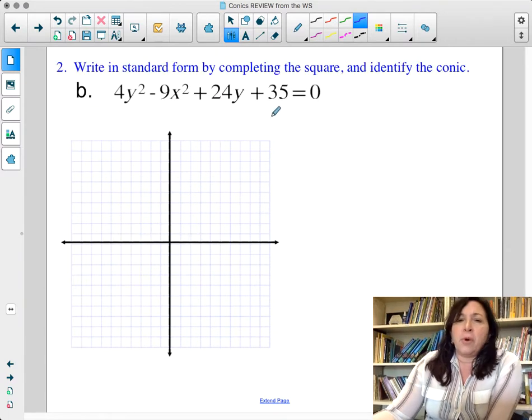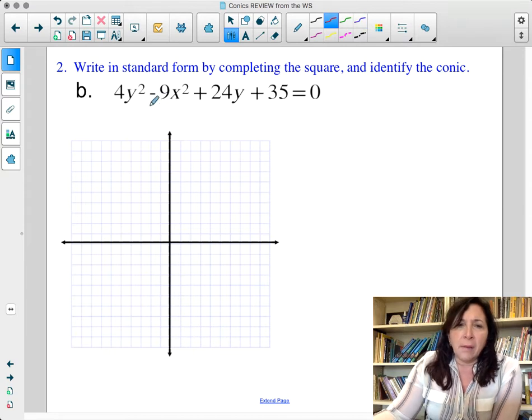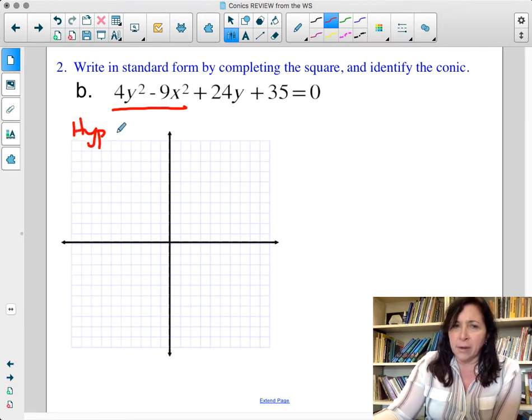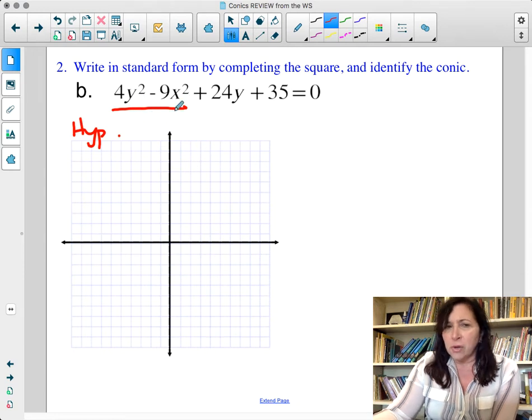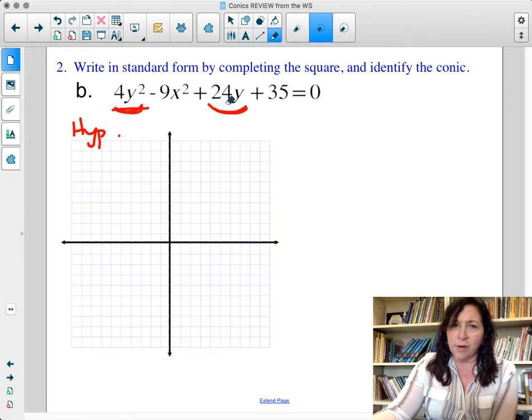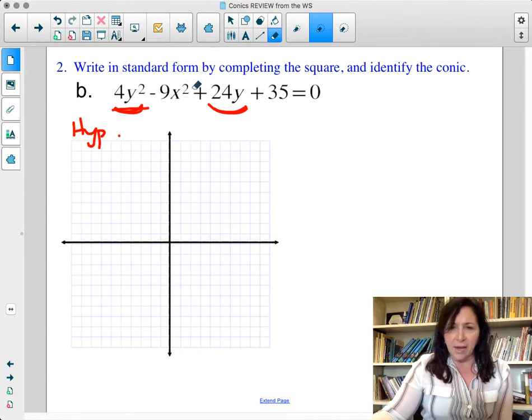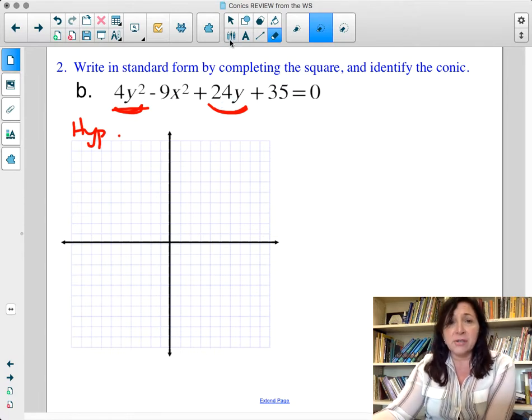Write in standard form, identify the conic. Because it's a y squared and an x squared, and you do have a minus sign, it is a hyperbola. Okay. And so we're going to complete the square. I'm going to rewrite this. I only have to complete the square one time because I have a y squared and a y. I don't have an x squared and an x, so I don't have to complete the square twice.